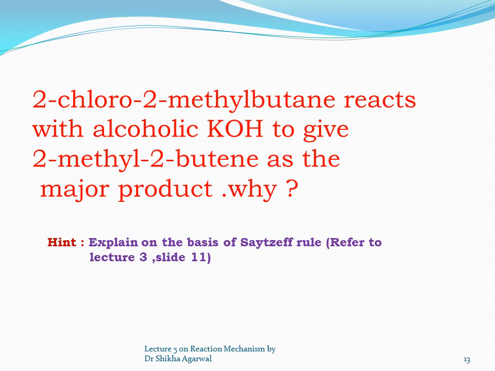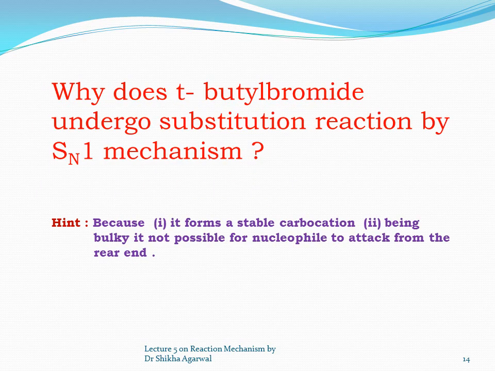Now 2-chloro-2-methylbutane reacts with alcoholic KOH to give 2-methyl-2-butene as the major product. Now this can be explained on the basis of Zaitsev rule, which says that elimination takes place in such a way that more substituted alkenes are formed as a product.